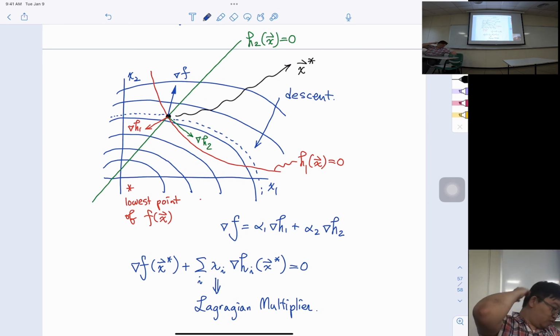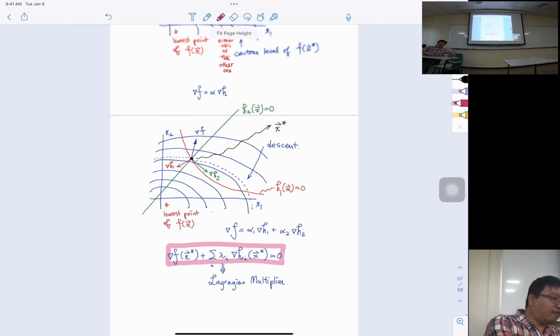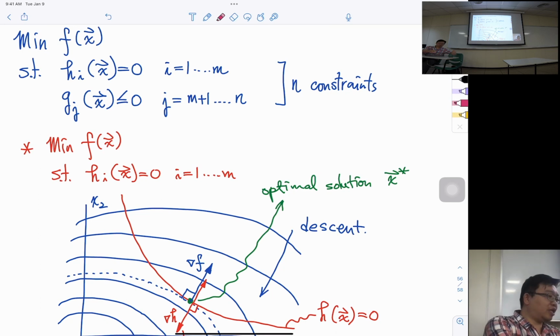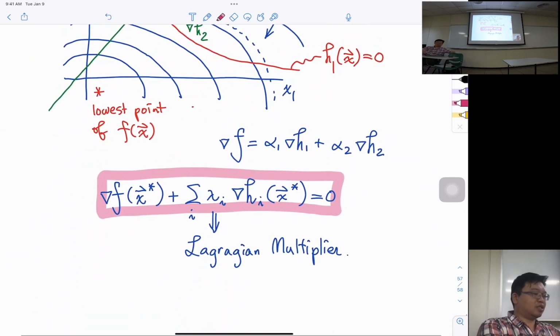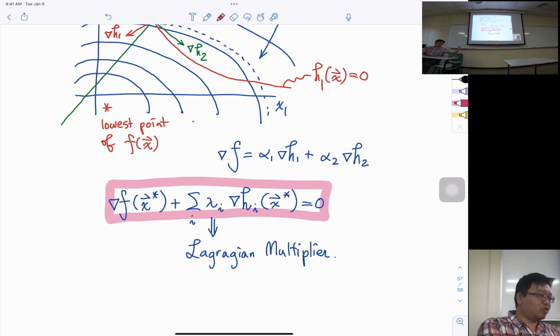Okay, so in general, we can have an equation like this. So this is what we have if we have a linear problem like this, a linear problem, the red one. We know at the solution, the gradient of the objective function, summing the gradient of equality constraints multiplied by those lambdas, the entire total sum equals 0. You can always find an equation like this.